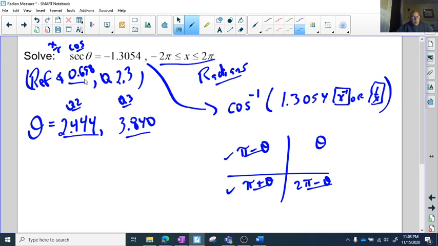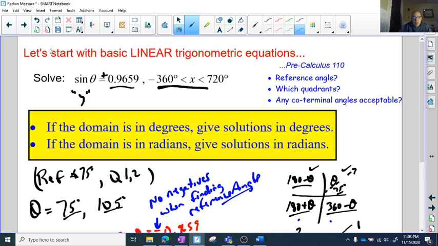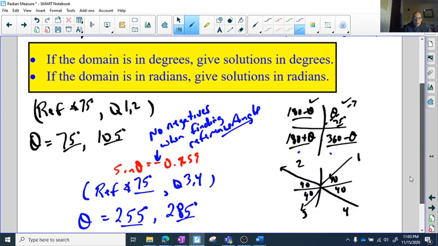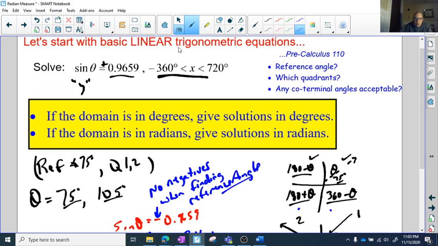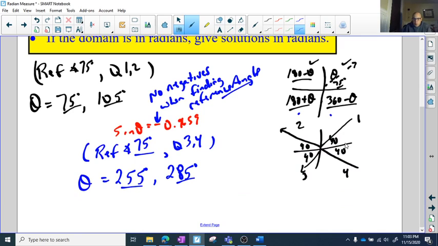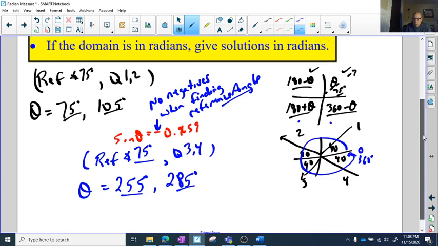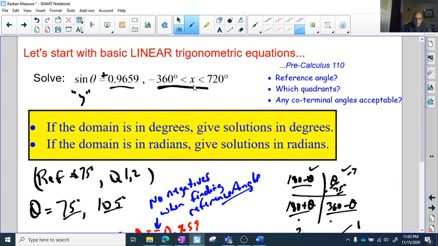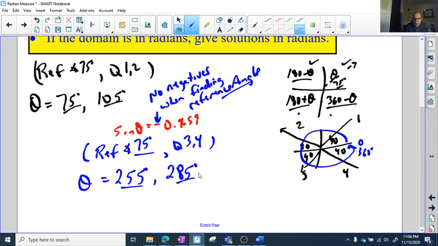Now, one thing I forgot to do, let me back up a second. When I got to here, I forgot to look back up at this. We have to always make sure that I've only given you the answers from 0 to 360, basically within one term. However, if I look at this, it's saying that I can give answers from negative 360 all the way up to 720. So what we need to make sure we do is give all the possible answers.